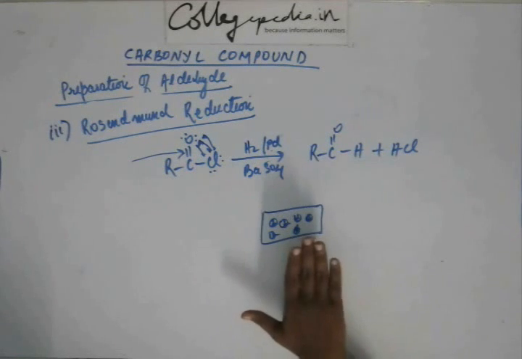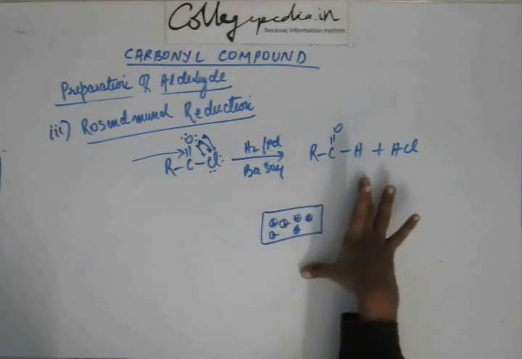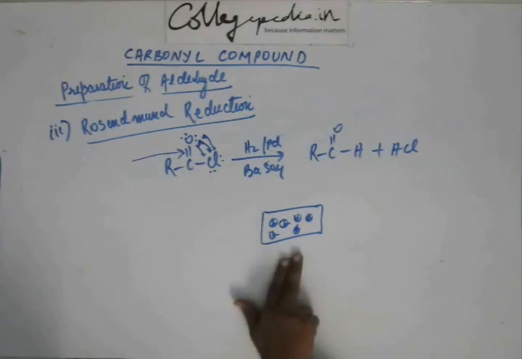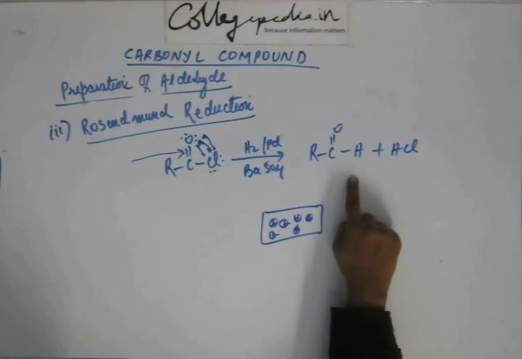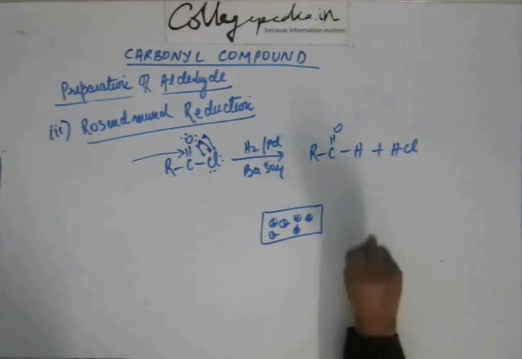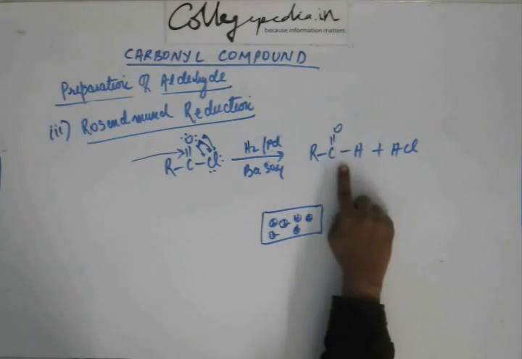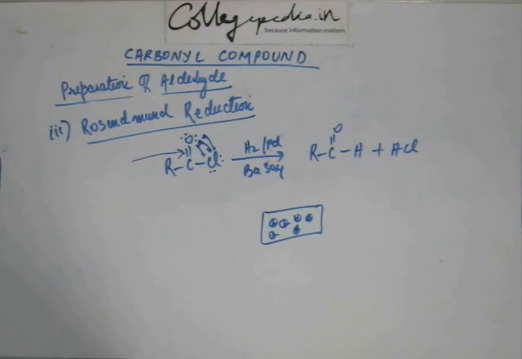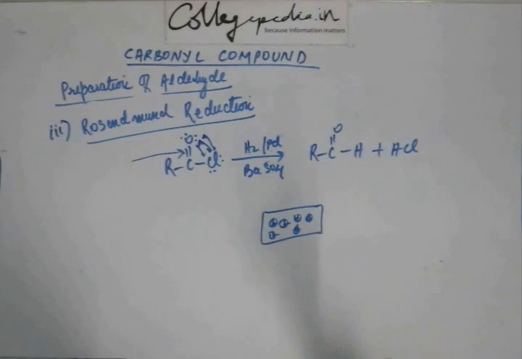Now if we calibrate the poisoning of this palladium such that it attracts this, it doesn't attract this, then what happens is it will get attracted and react on the surface. When it reacts, it forms aldehyde, and aldehyde is no more attracted. So it will leave the surface. When it leaves the surface, the chance of this C double bond O getting reduced further will decrease. So we'll have a pure aldehyde and there is no risk of this C double bond O getting reduced and we getting alcohol as the final product.